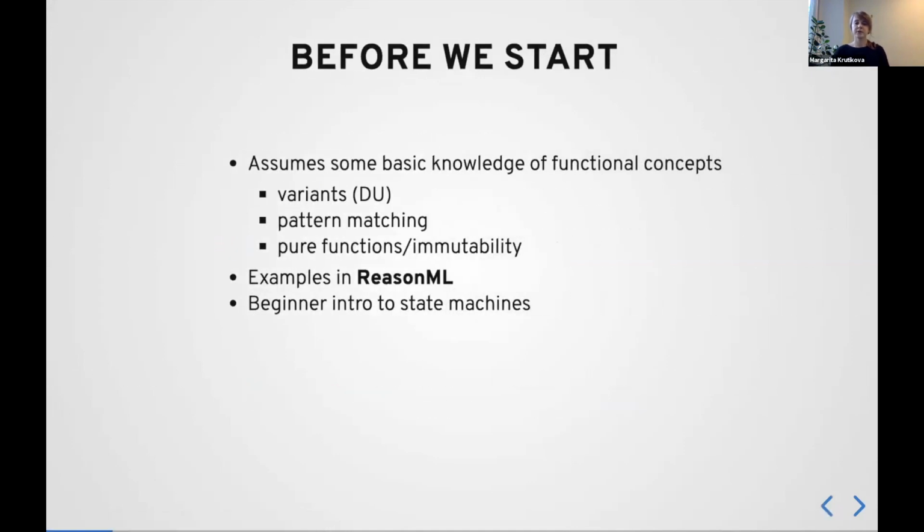So before we start, I just wanted to mention that this talk assumes some very basic knowledge of functional concepts like variants or discriminated unions in other languages, pattern matching, a little bit of pure functions, and immutability. And all the examples I'm going to give here are going to be in ReasonML, but I think it's pretty easy to translate them into other languages like Elm or F#, for example. This is also going to be a beginner introduction to state machines. So if you're a real experienced user, you probably won't find anything new for yourself, but I think it's still going to be fun.